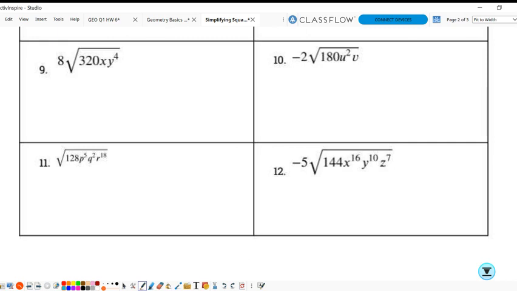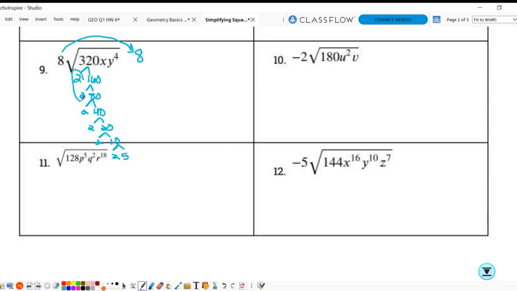On number 9, we take the 8 and we put it outside the radical. We just bring it along for the rest of this. So now we need to factor 320. We can do 2 and 160, 2 and 80, 2 and 40, 2 and 20, 2 with 10, and then 2 and 5. So there's a lot of 2's.